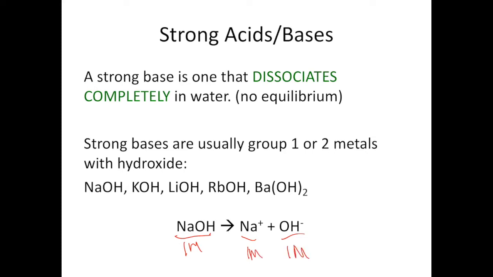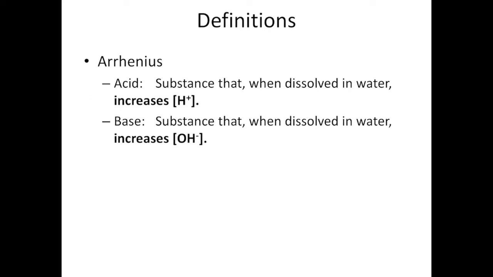So again, if I have 1 molar NaOH, that means I have 1 molar Na+ and 1 molar OH-. So if I'm looking for the concentration of OH-, I just have to figure out what the concentration of my base that I put in there was. And those, again, are easy questions to answer.